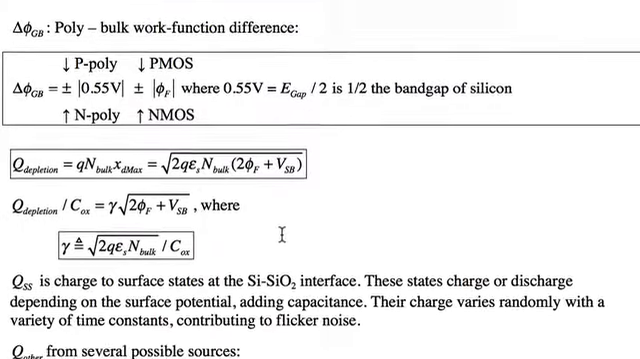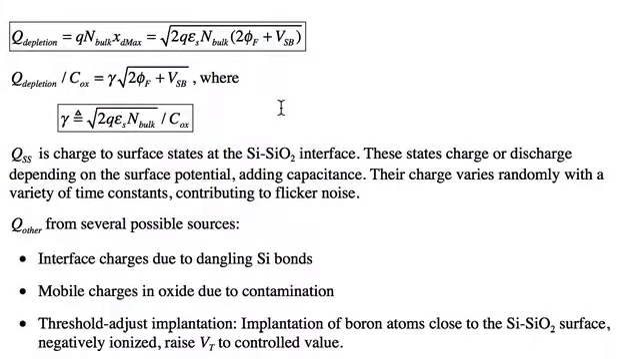For example, the charge on so-called surface states is brought out separately in this analysis. They change their state depending on the surface potential, and so that adds to the effective capacitance of the structure. And the charge in the surface states can vary randomly with a variety of time constants, contributing to flicker noise. There are a number of other possible sources of charge, such as interface charges and mobile charges due to contamination. Usually these are not present.